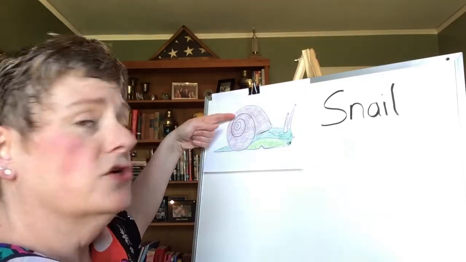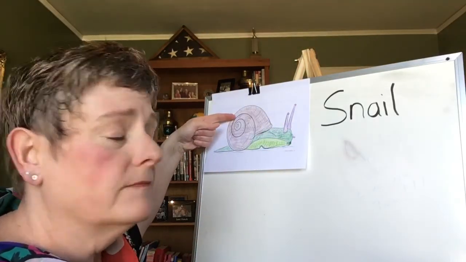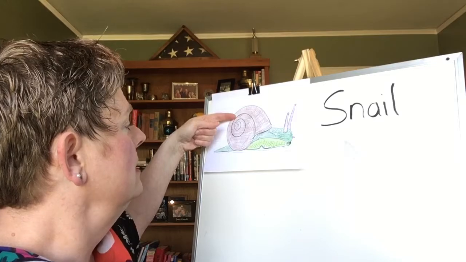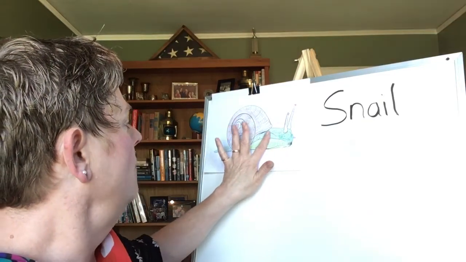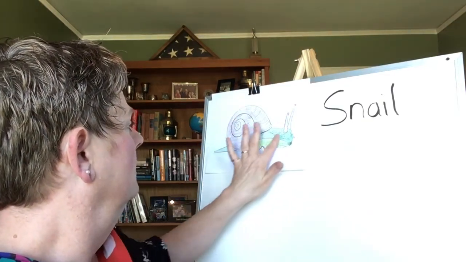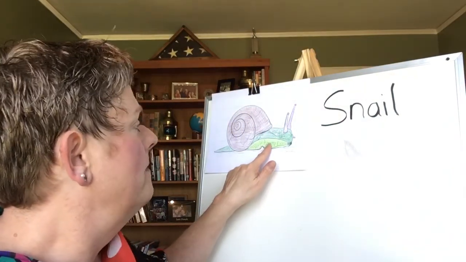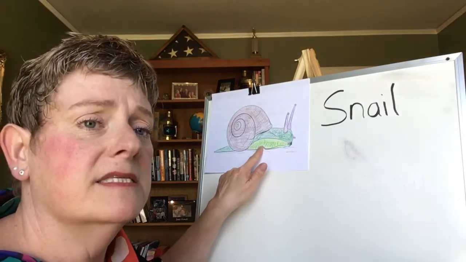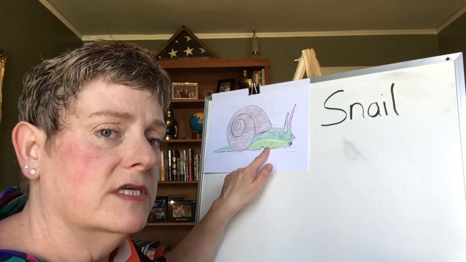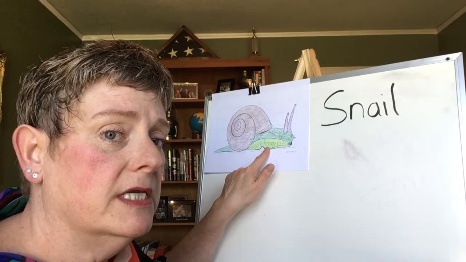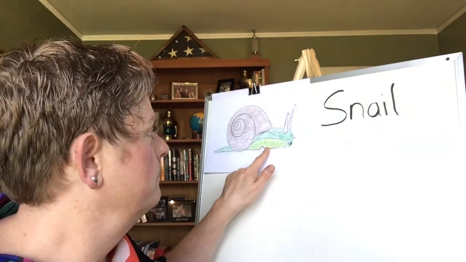There's that external shell that I mentioned. This is the soft body of the slug. And here on the bottom of the soft body is the muscular foot. This is how the slug moves itself from place to place.